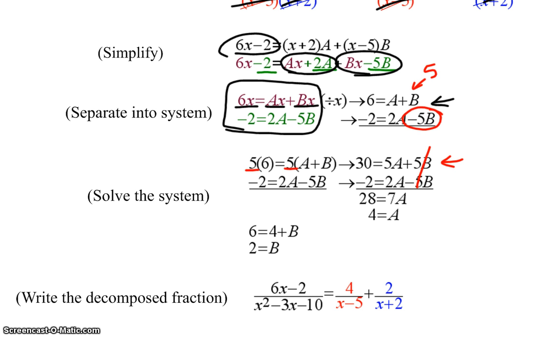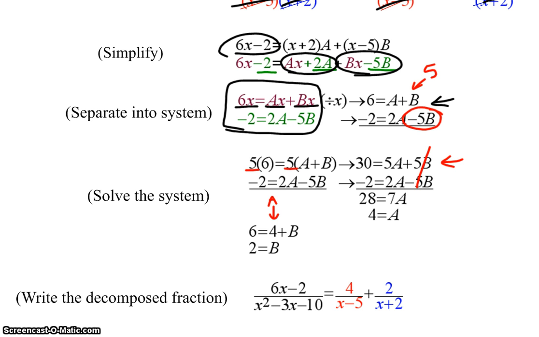Then I substituted that back into my original equation, the one that was easiest. You can see where I put the 4 in place of the A, and I ended up with B equals 2. My final step was to make it back into the original problem. So I had (6x minus 2) over (x squared minus 3x minus 10) equals 4 over (x minus 5) plus 2 over (x plus 2).